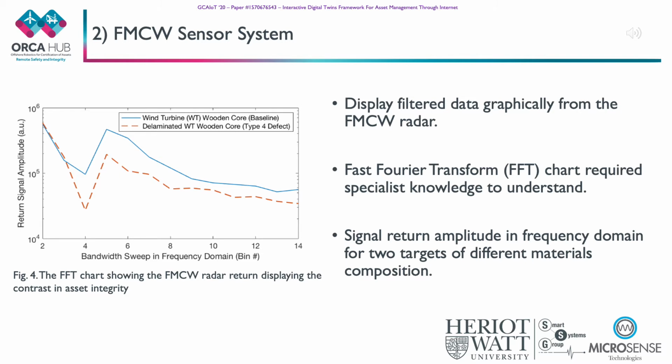In short, the picture here is showing the signal return amplitude in frequency domain for two targets of different materials composition. There is a clear contrast in return signal amplitude from bin 5 onwards. Bin 5 signifies the peak amplitude reflection for target's interface at 10 cm from the antenna. The data beyond bin 5 represents the subsurface internal integrity of the wind turbine blade. However, the operator of this system must be able to understand how to analyze the target-specific data from the generated graphical output and how to map it to the real-world information of the target asset.